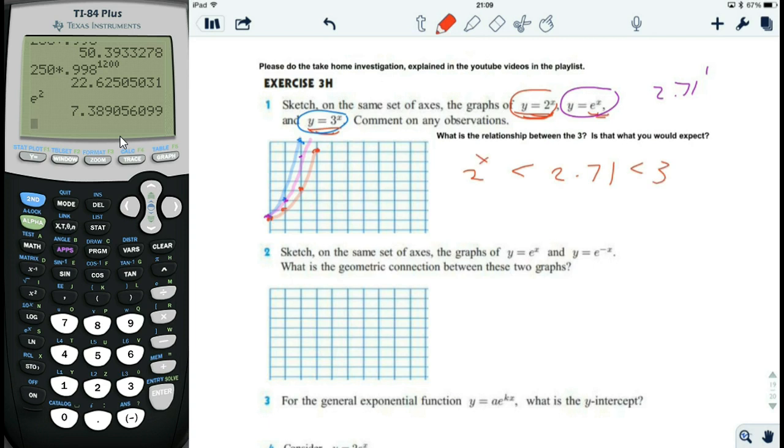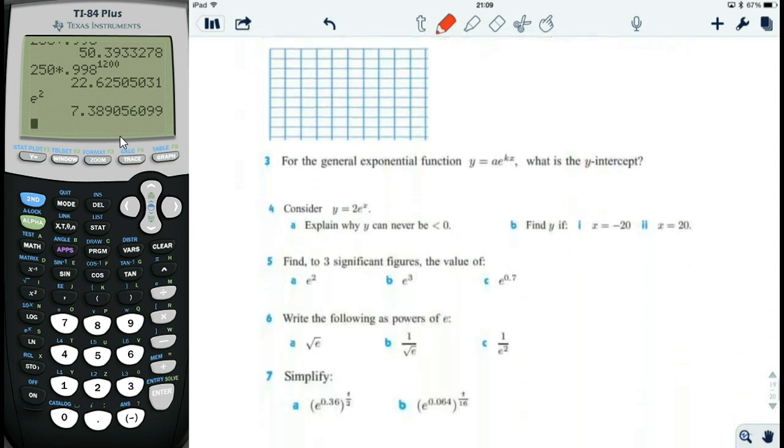So if I put 2 to the x, 3 to the x, and 2.71 to the x, then I should expect that 2.71 to the x is kind of between 2 to the x and 3 to the x. Okay? So 2 to the x and 3 to the x are both exponential functions we're familiar with. E to the x is not really anything different than that. It's just between the two. So you can kind of see that in this graph.